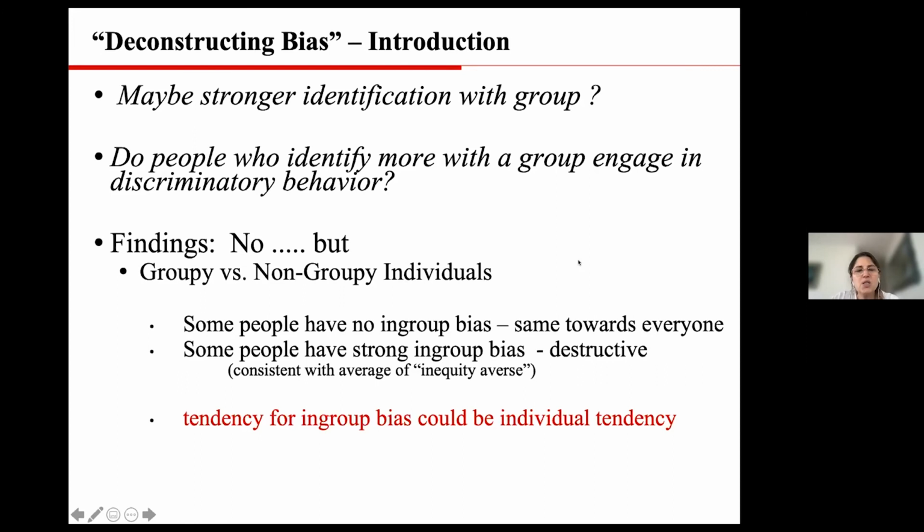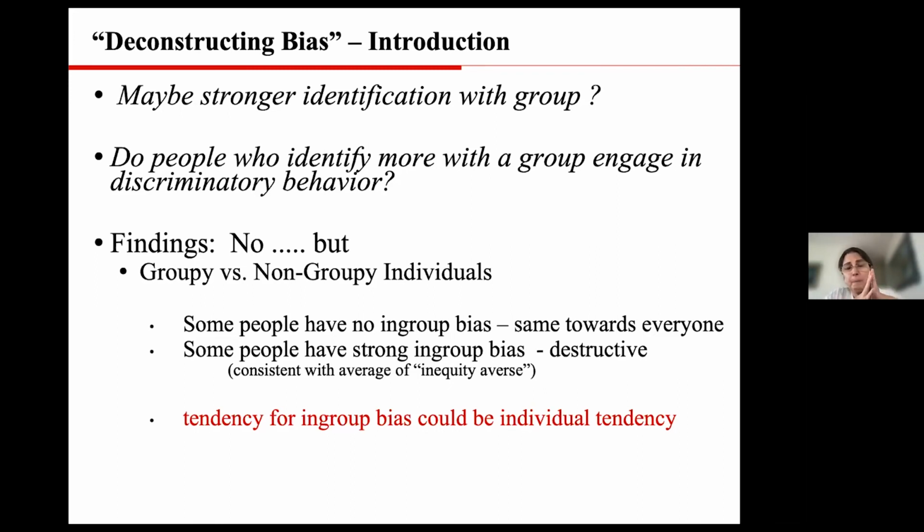Okay, so some people have no in-group bias. They actually act the same towards everybody. They're not doing anything differently towards people who are in the group or out of the group. But some people do have a very strong in-group bias. And in fact, we found our destructive folks. So we were successful in finding the people who acted destructively towards people in the other group. And I'll show those folks to you.